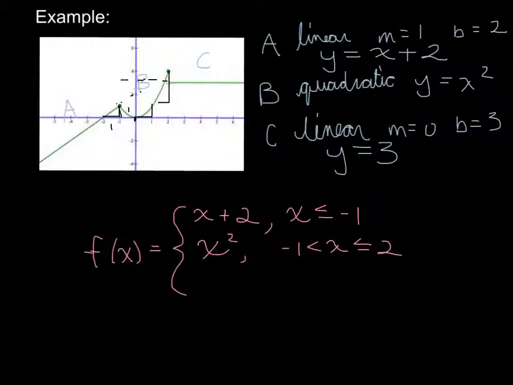And finally, this one is y equals 3, and this is for all of the remaining values of x. Notice it's an open circle for part C that then continues straight along, so that's why we're going to have it go from 2 like this.